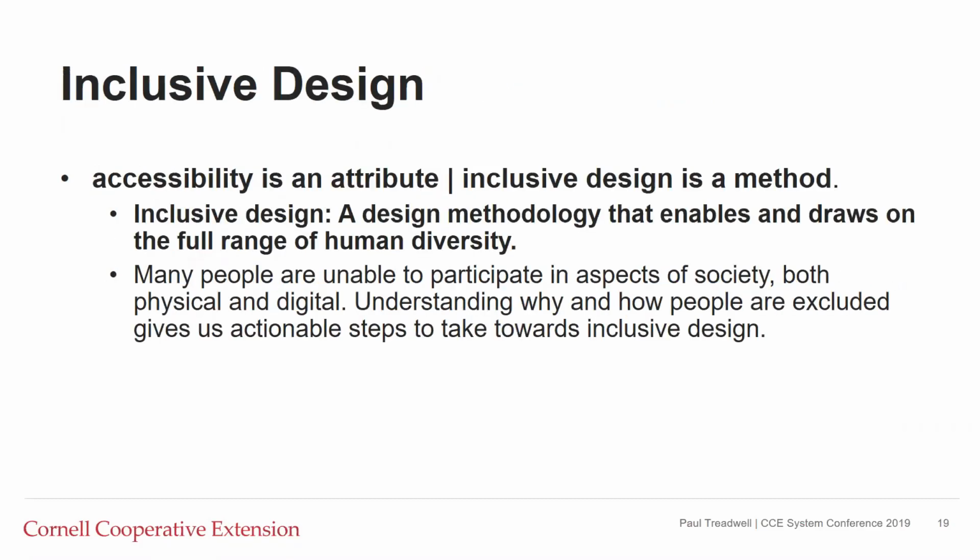So we've been talking about accessibility, but I would like to move away from accessibility and talk more about inclusive, because inclusive design is a method that lets us look at the development of content and the restructuring of our existing content that takes into account all of human diversity and lets us draw on tools that will create systems that invite everybody in. Many people are unable to participate in aspects of society, both physical and digital. Understanding why and how people are excluded gives us actionable steps to take towards inclusive design.